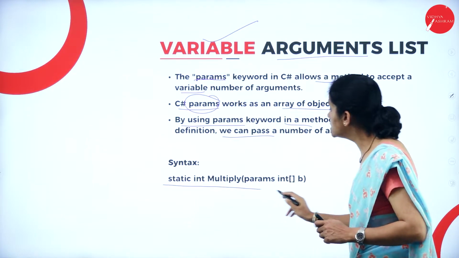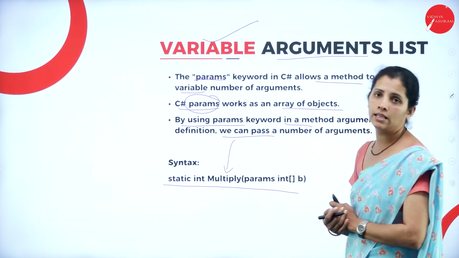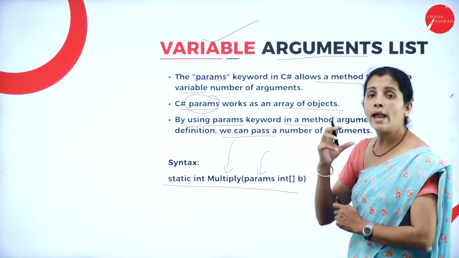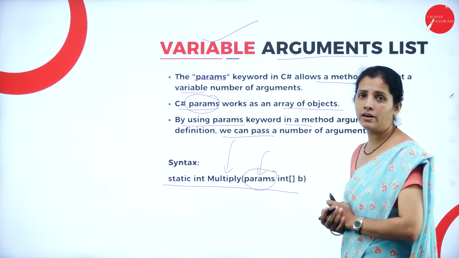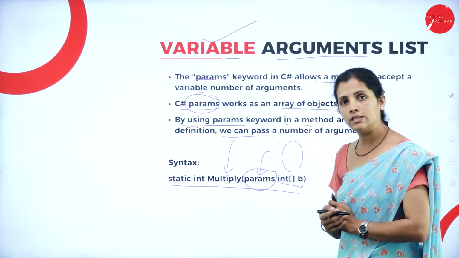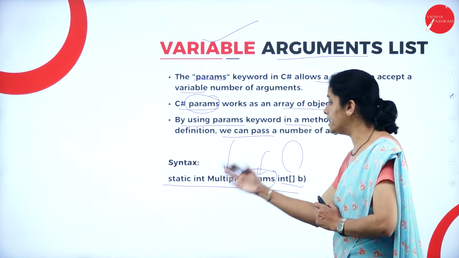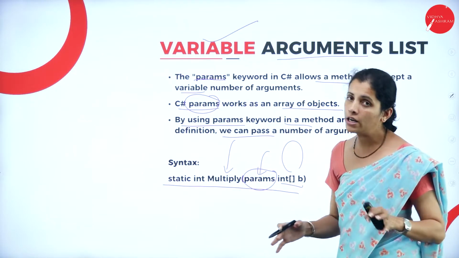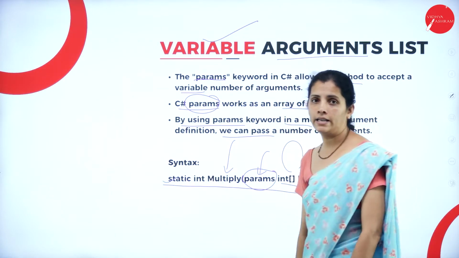Now this is the syntax I'm going to have. So what is my function name here? That is nothing but multiply. And to create a variable argument list, I'm going to use the params keyword and I'm going to create an array of objects. So that's nothing but a collection of objects. And what's the return type here? That is integer. And to invoke this function, I do not require any object. For that reason, it is static.